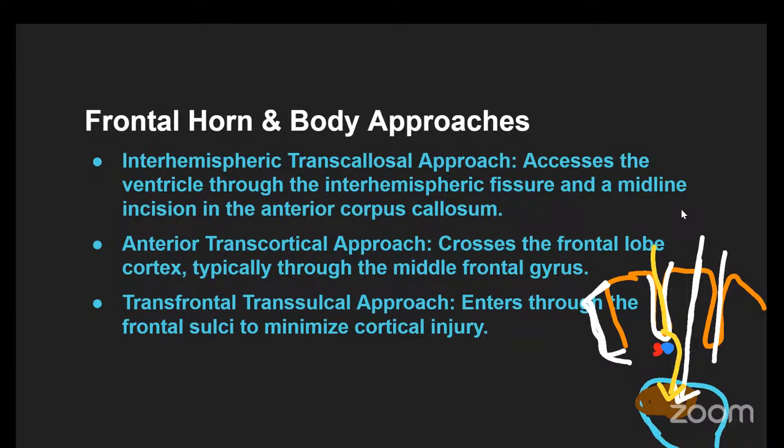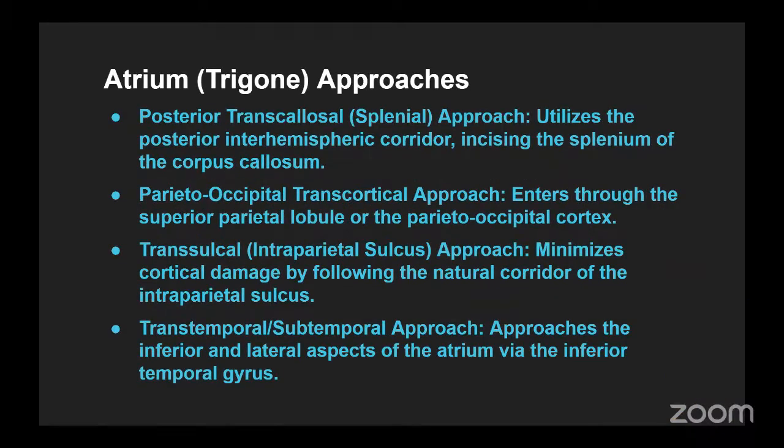For the atrium, we can have the posterior transcallosal approach, which is also called the splenial approach. We can go via parieto-occipital transcortical approach through the superior parietal lobule or the parieto-occipital cortex. This is usually from the medial surface of the hemisphere. The superior parietal lobule is relatively non-eloquent in comparison with the inferior parietal lobule.